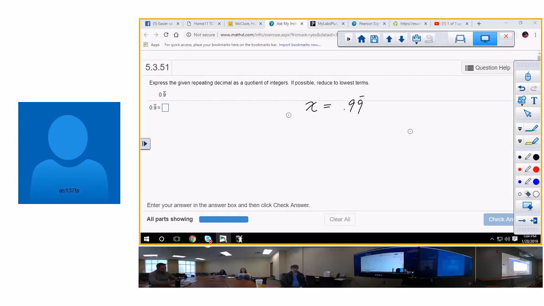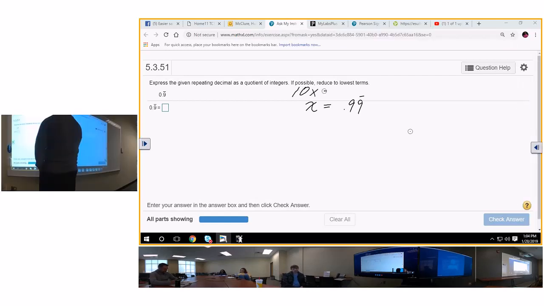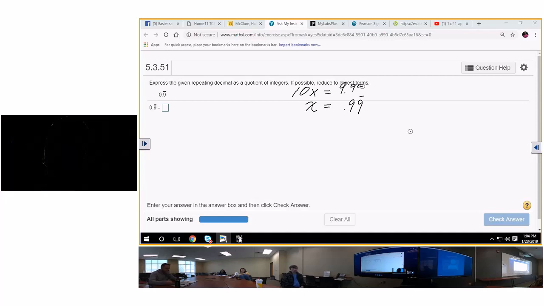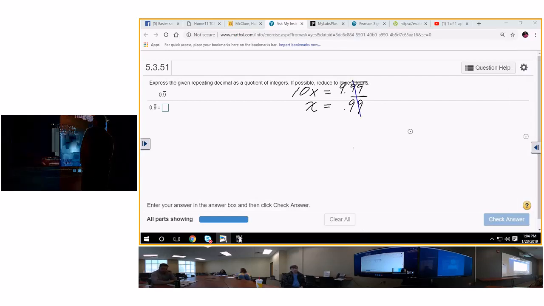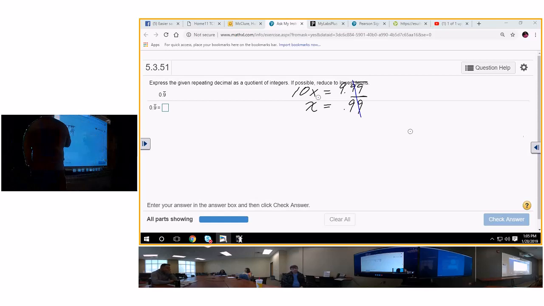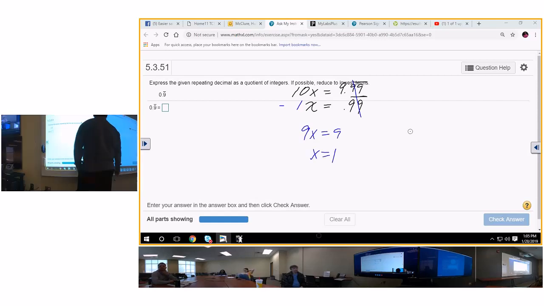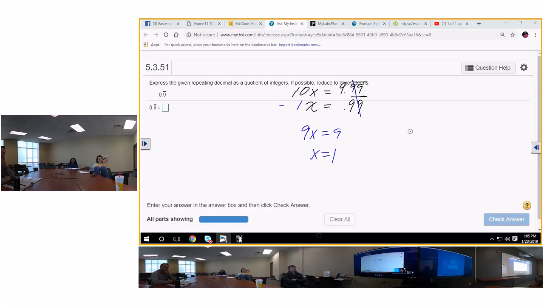Alright, so I'm going to multiply by 10, and I get 10x is equal to 9.99 repeating. And those two are going to cancel. I'll tell you when to multiply by 100. I had a brain bubble. And that's going to be 10 minus 1 comes out to be 9x is equal to 9. It should be still the same thing. I don't know if it's supposed to be 1 or not. I think I've done something wrong.